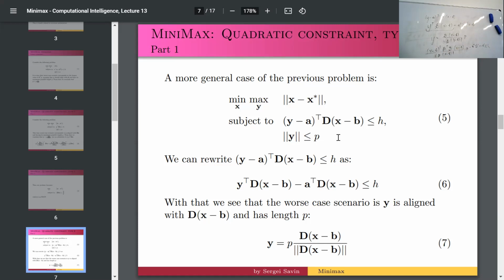Great. And notice this is again our familiar norm squared. Right, this is a norm squared again. So we can write it, let me write it here maybe, as the norm of d x minus b, p, less than or equal to, I will put everything to the right hand side, h plus a transpose d x minus b.